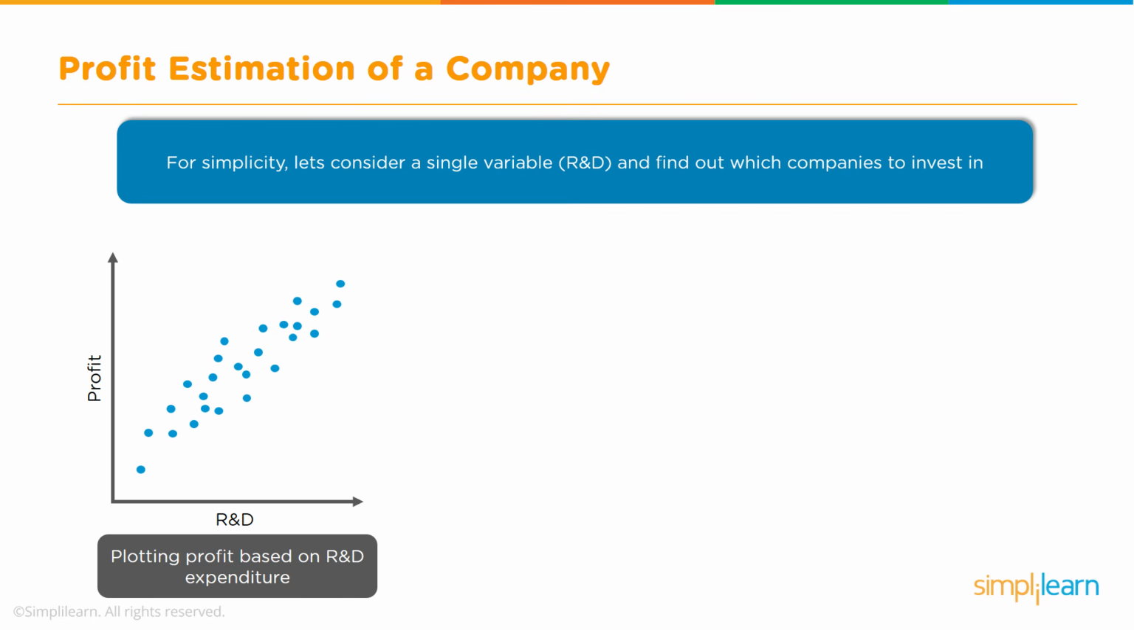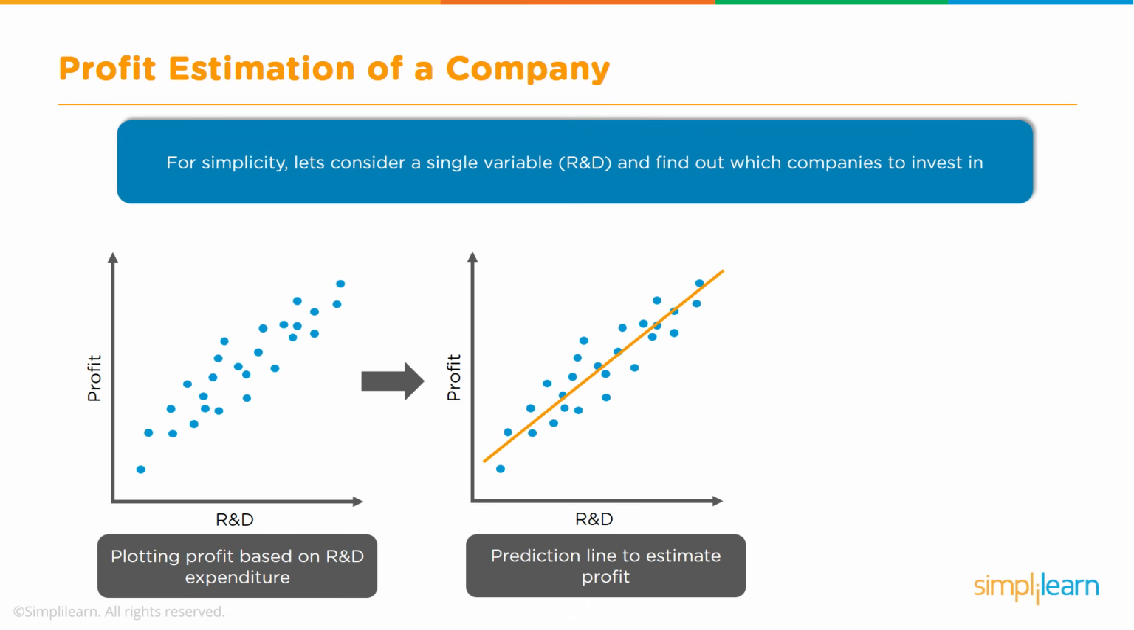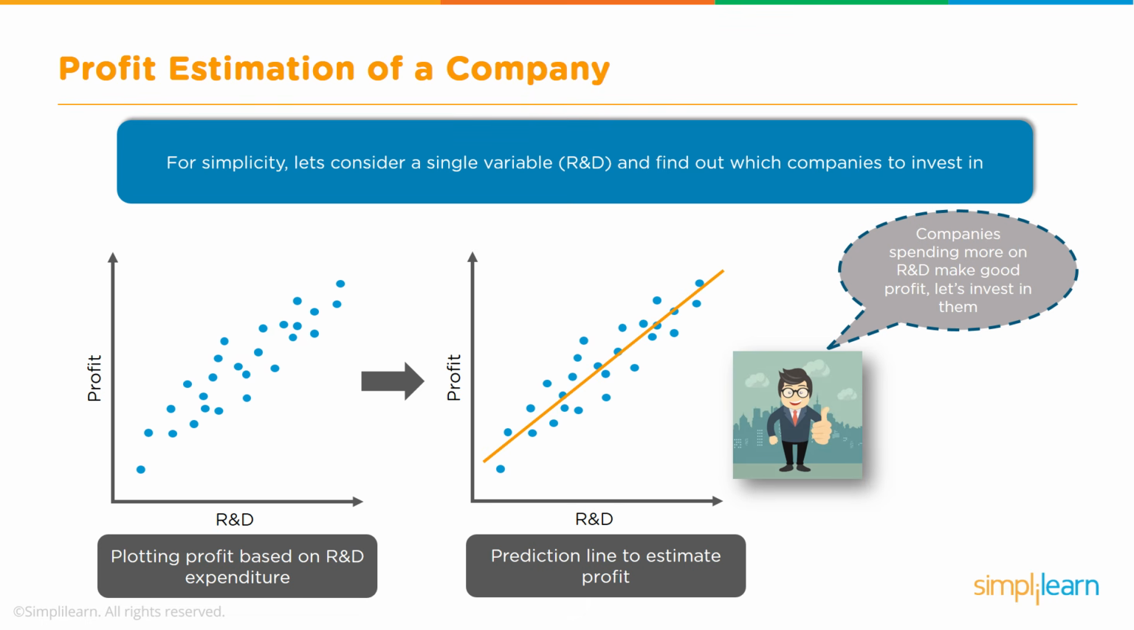So when we take our R&D and we're plotting the profit based on the R&D expenditure, how much money they put into the research and development, and then we look at the profit that goes with that, we can predict a line to estimate the profit. So we can draw a line right through the data. When you look at that, you can see how much they invest in the R&D is a good marker as to how much profit they're going to have. We can also note that companies spending more on R&D make good profit. So let's invest in the ones that spend a higher rate in their R&D.